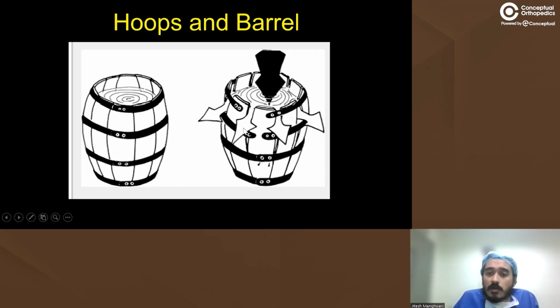Number two, if the barrel over here starts to give away, there are some cracks that come in, so that will also cause the content of the barrel, that is the water, to come out under very high pressure if there are some cracks inside this barrel. So this is the hoops and the barrel concept, wherein the disc is basically the structure which is present inside. It is contained very well via all these structures which keep it together, that very taut and hard fibers, that is the annulus.